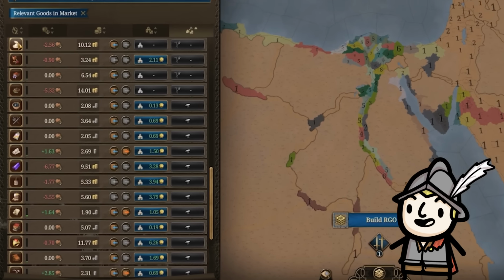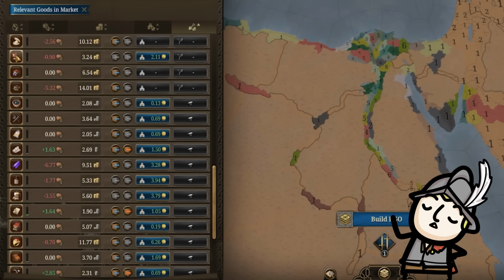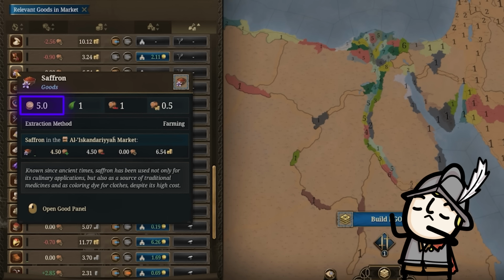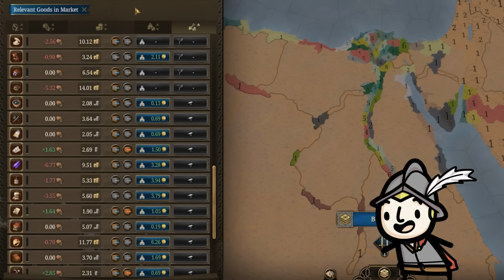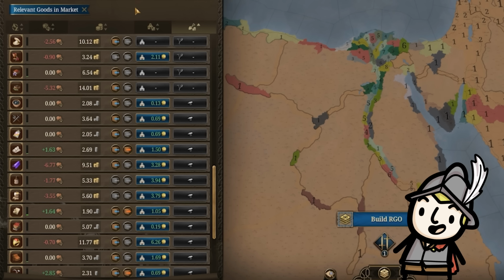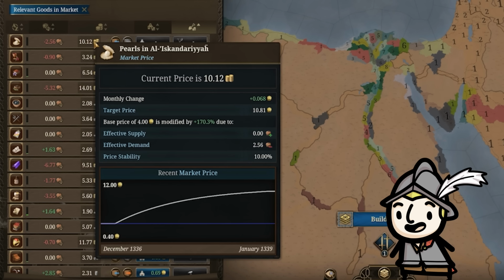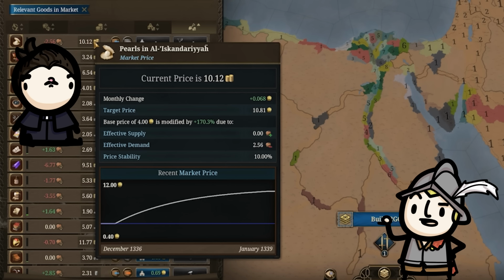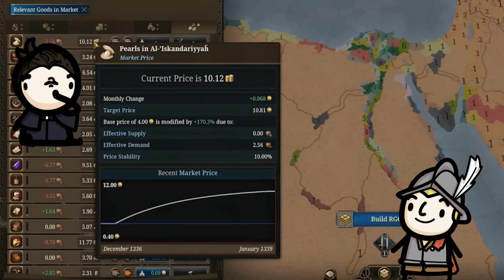The first thing to look at here is that all goods will have a base price. If you hover over any of these goods, you can see in the upper left-hand corner the base price. Now, the base price and the actual price will only be the same if supply and demand are exactly equal. Something you might also notice is that the price listed on the panel and the price listed in the tooltip as target price are different.